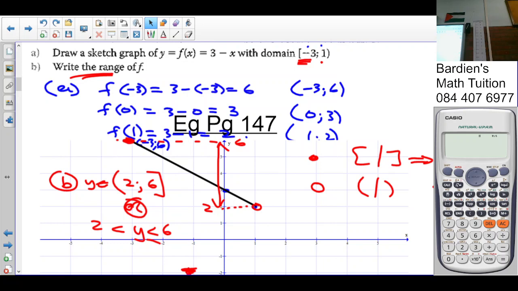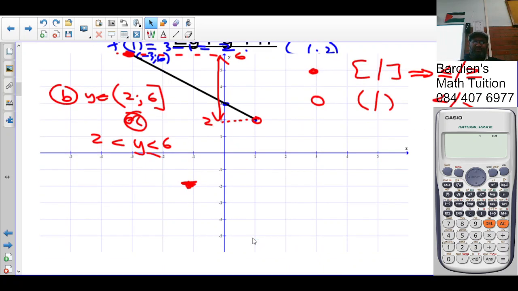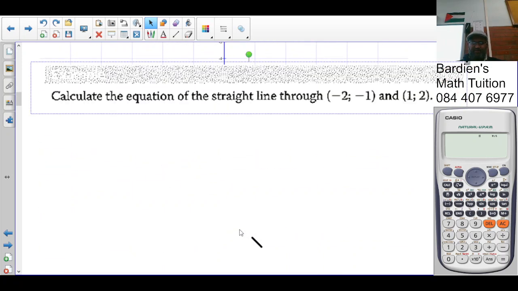In the next example, they ask you to calculate the equation of the straight line going through those points. Example 2 on 147. But we did gradients not too long ago. Did we do analytical geometry? Yes. So you know how to do this question, not so? So I'll go straight into it.